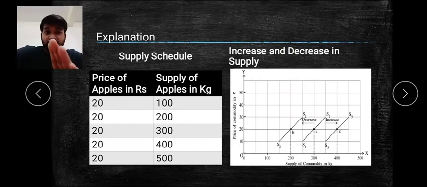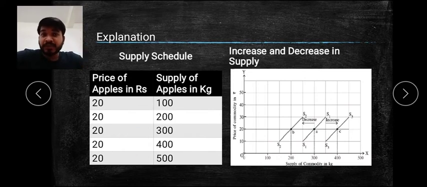Don't get confused between expansion and contraction of supply, and increase and decrease in supply. Here the price is constant, whereas in expansion and contraction there is a variation due to price. So there is an increase and decrease in supply where price is constant, on the same line; only the supply curve is shifting towards the right or the left.